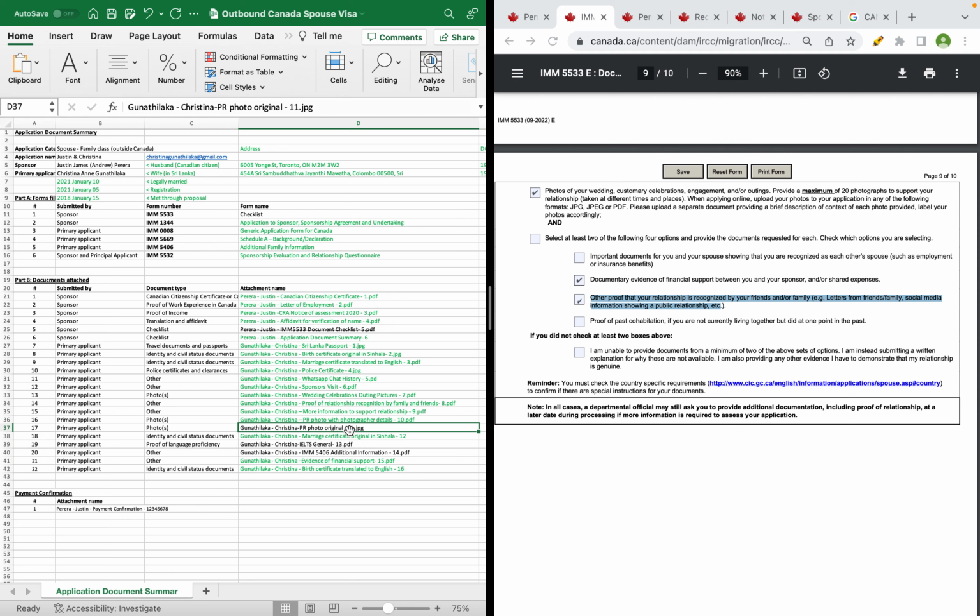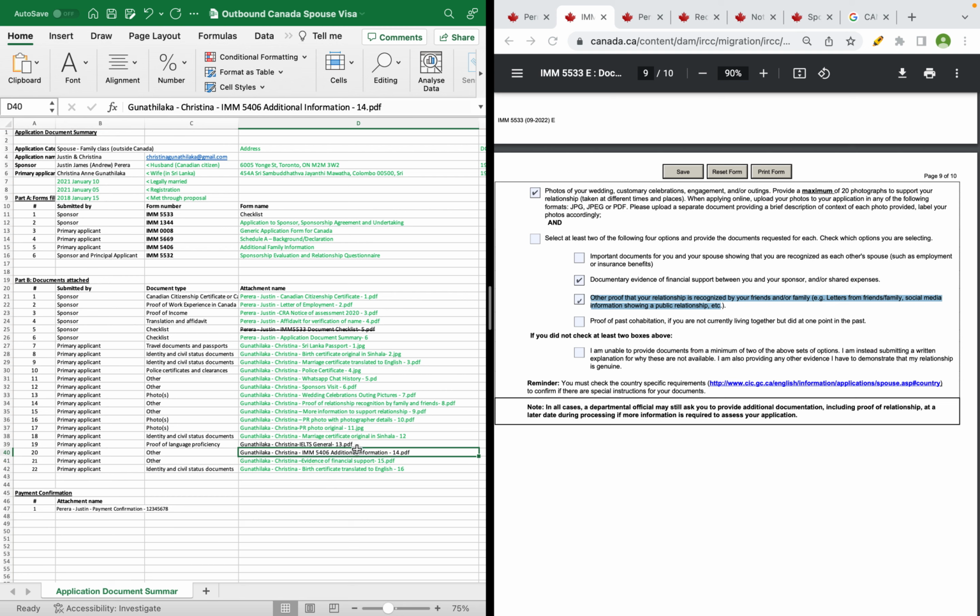So moving on, the PR photo original. Remember, we provided the PR photo with photographer's detail. So when I went and got my photo done, the photographer also gave me the soft copy of that photo, which I included in this one. Simply, it was a JPG file, and I included it in my application as well.